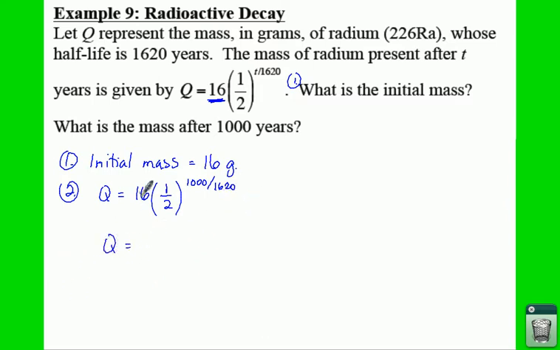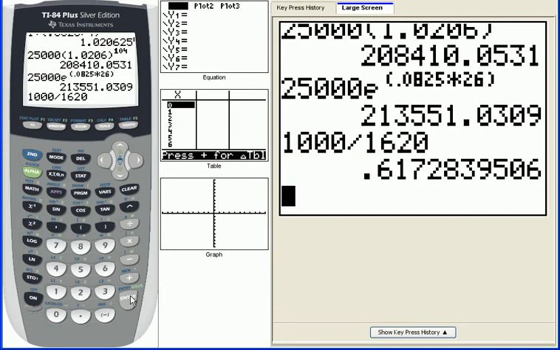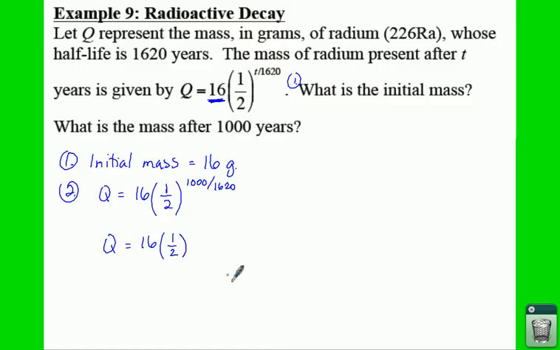So Q equals 16 times 1/2 to the power of 1,000 divided by 1620. Don't take 16 times 1/2 and make that an 8. 1,000 divided by 1620 gives you 0.6173. So we're going to write that in for our power here, 0.6173, and we go ahead and just plug this into our calculator.